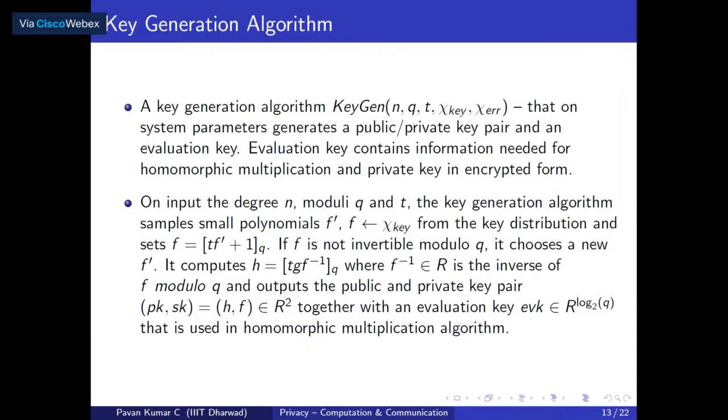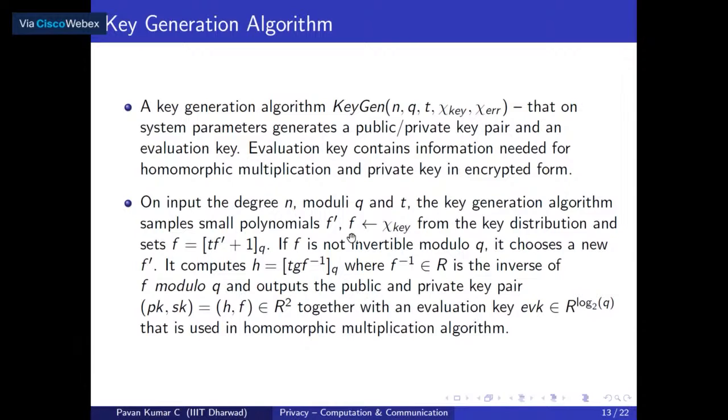That is a basic assumption we make while setting up any cryptographic algorithm. And then the key generation algorithm takes the system parameters n, q, t, chi-k, and chi-r, and generates a public and private key pair and an evaluation key. This evaluation key plays an important role in the homomorphic multiplication, and the private key is in encrypted format.